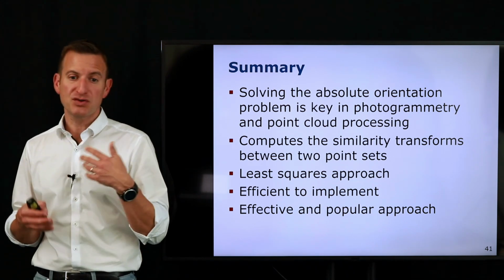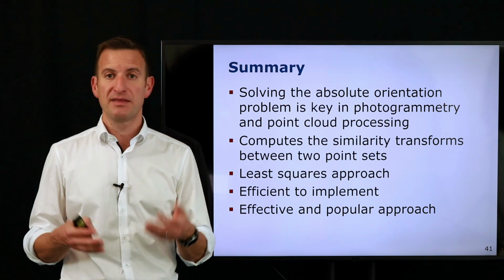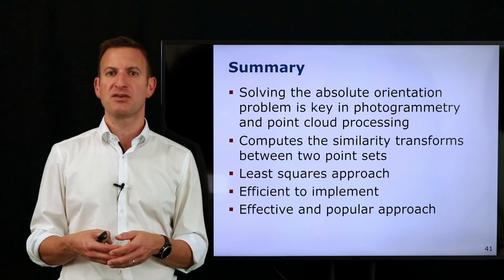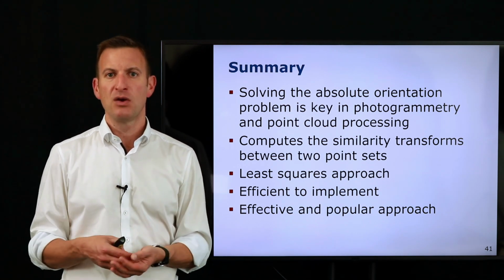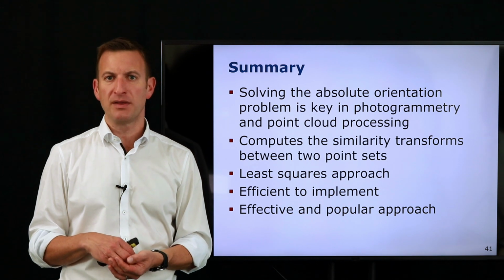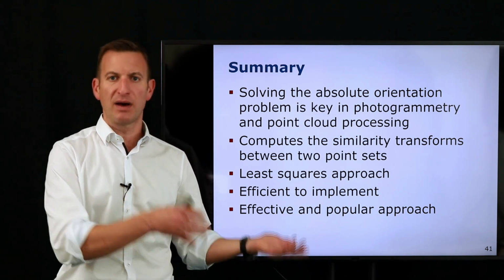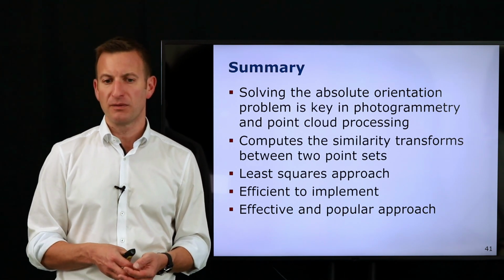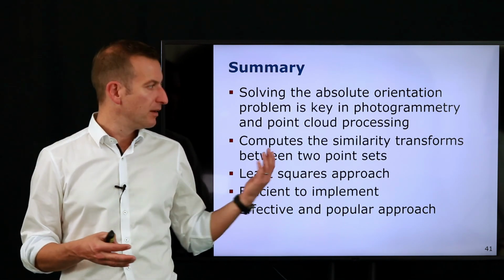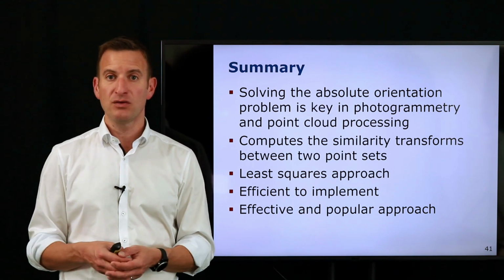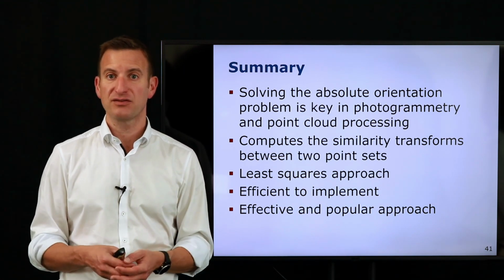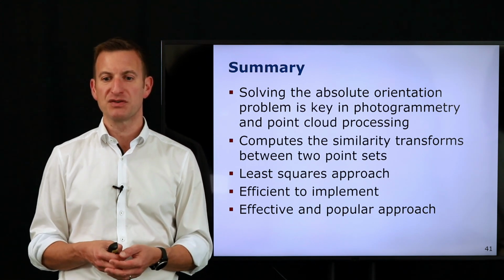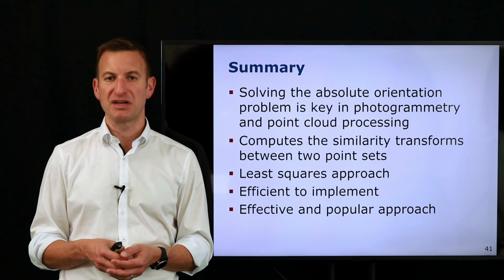It's a least squares approach, in the sense that I'm minimizing a least squares function, although it's not done the standard way, because I used this special trick with the SVD in order to determine the optimal R, and haven't done it by computing the first derivative and setting it to 0, as I did for the other equations. This approach is fairly easy to implement, it's fast to execute, and it's one of the effective and very popular approaches to solve the absolute orientation problem.